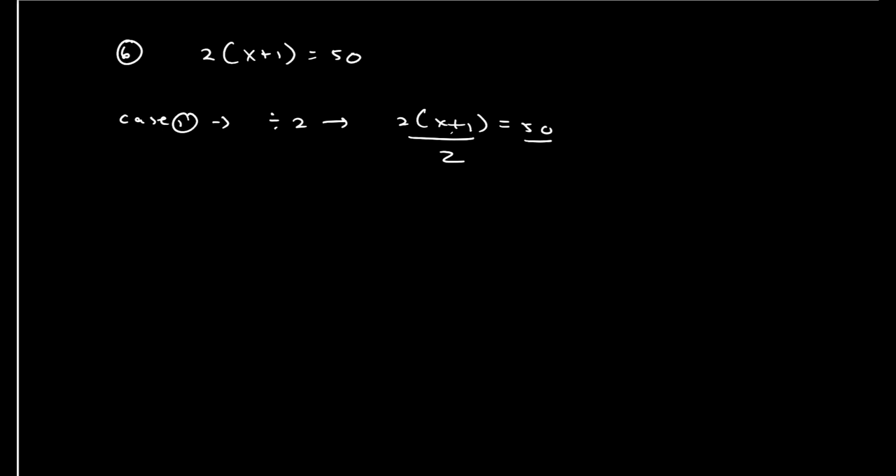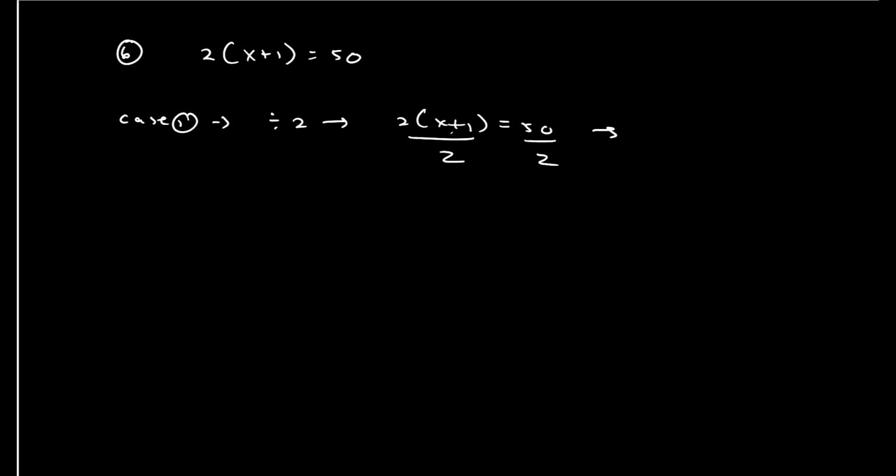Let us move along to a little bit more complicated example, similar to number 4, a little bit more difficult. Let us look at 2 multiplied by (x plus 1) equals 50. Well, there are 2 ways of solving this. The first way is we divide both sides by 2. So we have 2(x plus 1) divided by 2 equals 50 divided by 2. Remember, what you do to one side, you have to do to the other.